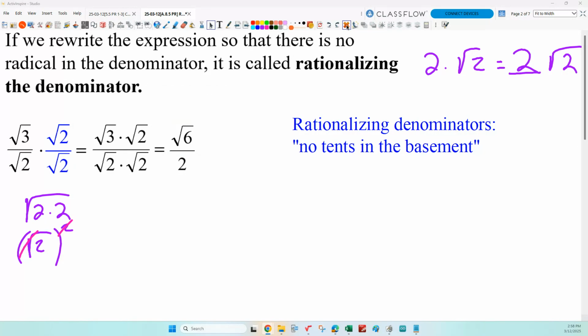Okay, so how do we know we have to do that? Well, rationalizing denominators, it's the no tenths in the basement rule, meaning you can't have any radicals in the denominator. If you have a radical in the denominator, you've got to do something. Multiply top and bottom by the correct radical to get rid of that radical in the denominator. Okay? Let's try another one.